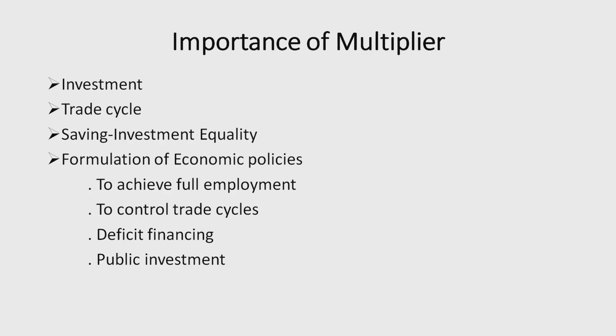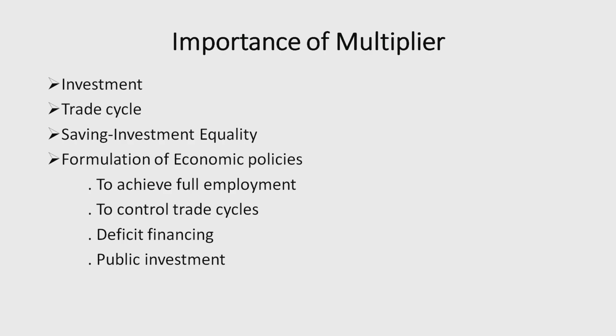Here, formulation of economic policies. The multiplier is an important tool in the hands of modern states in formulating economic policies. This principle presupposes state intervention in economic affairs. Here we are having some of the policy targets such as to achieve full employment.